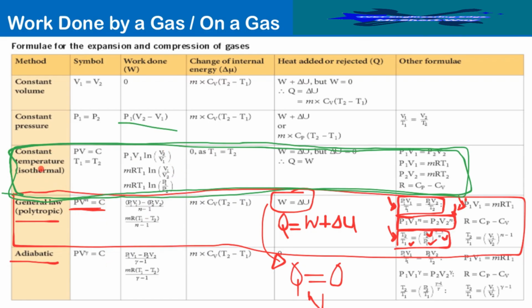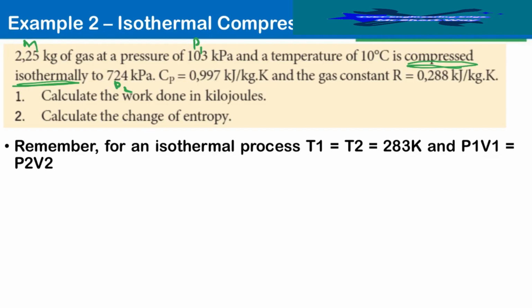In this row, the row of isothermal. Don't just take whatever's convenient for you or whatever's easier for you to understand. Take what you actually need to. It's an isothermal compression, so these are the only equations you're going to use to solve the problem. They give us the value of Cp and the gas constant R, and they want us to calculate the work done in kilojoules and then finally calculate the change in entropy.